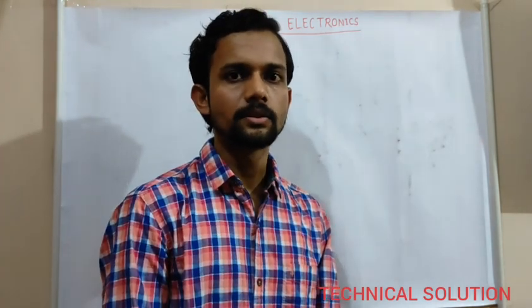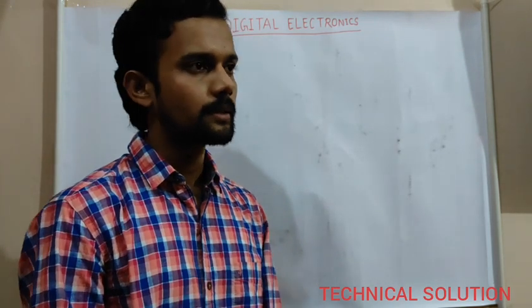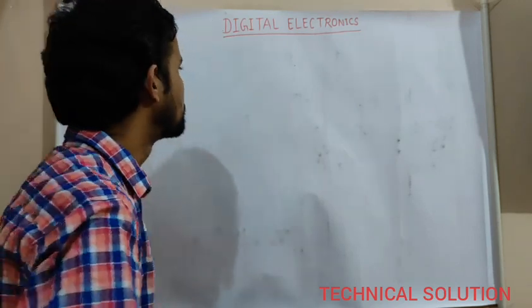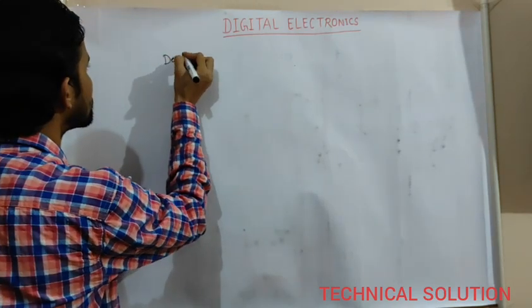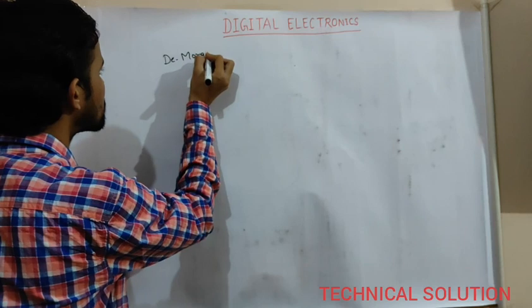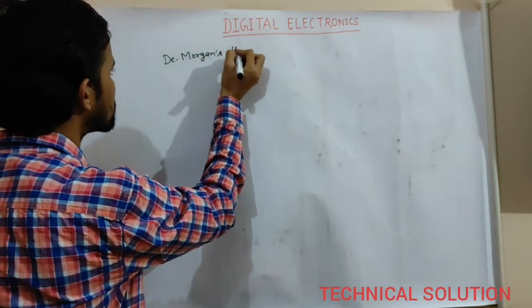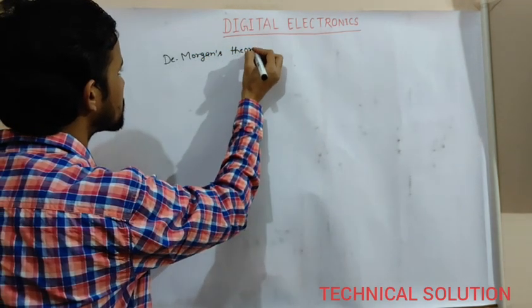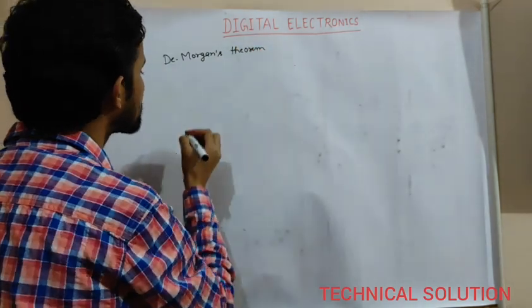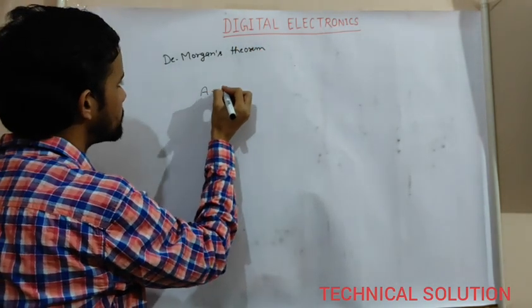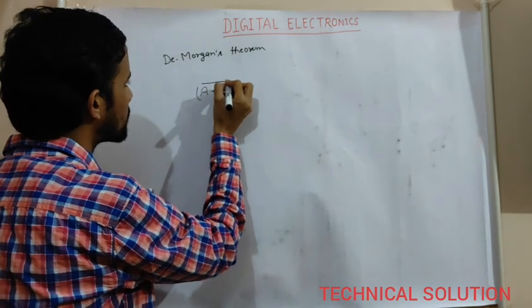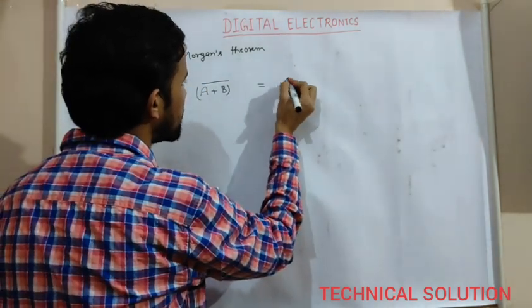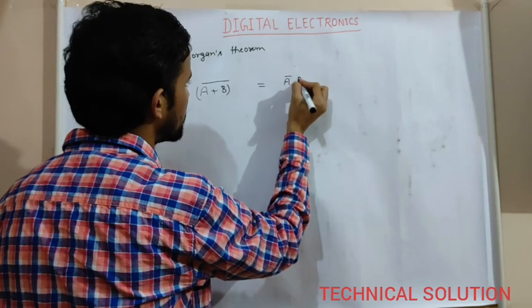This is the first lecture of digital electronics, and this lecture contains the basics of logic gates. So before starting logic gates, let us have a look at some basic theorems, and the first theorem is De Morgan's theorem. In De Morgan's theorem, (A plus B) whole complement is equal to A complement B complement.